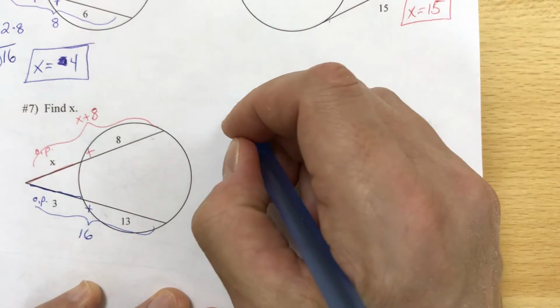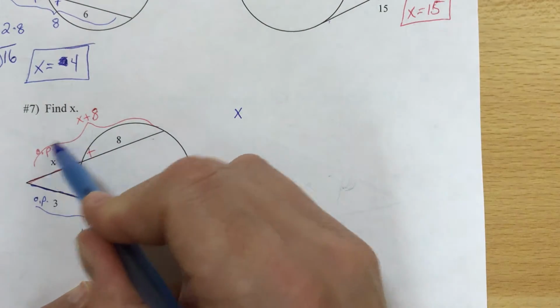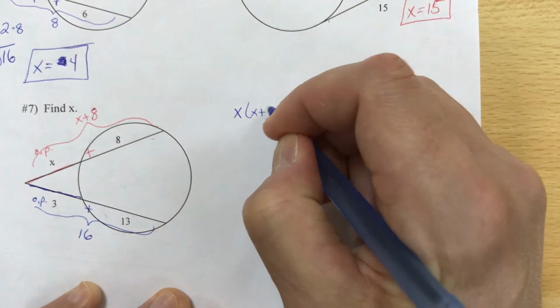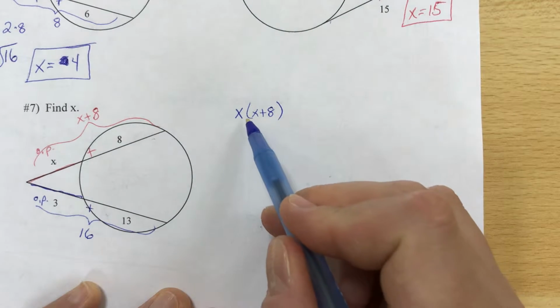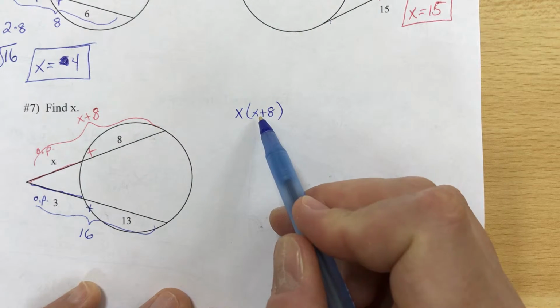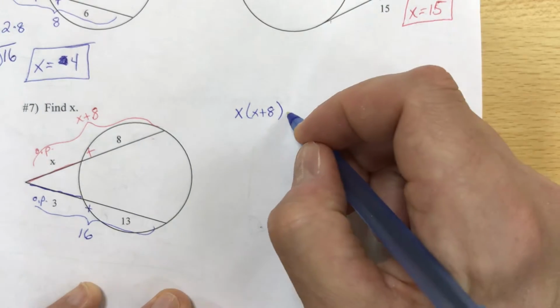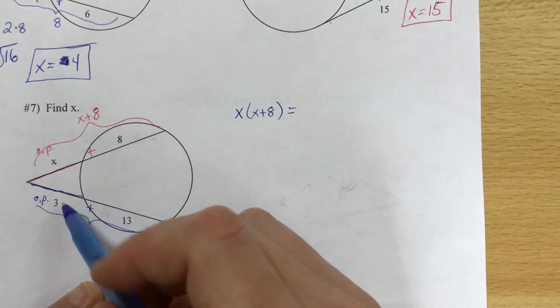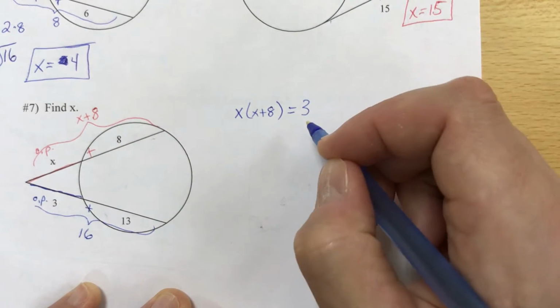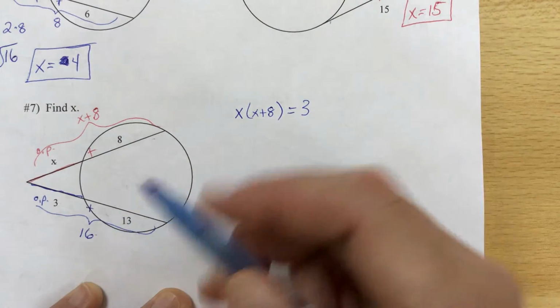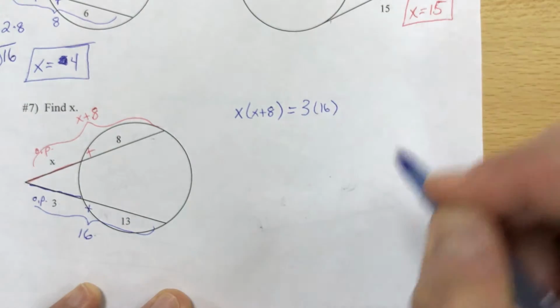Now, when we do the outside part, x times the whole thing, so I'm going to put parentheses to multiply this, we have a second x value that's here. So that's going to change how we solve it a little bit. Equals outside part, 3 times the whole thing, which is 16.